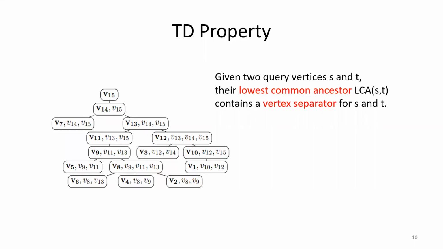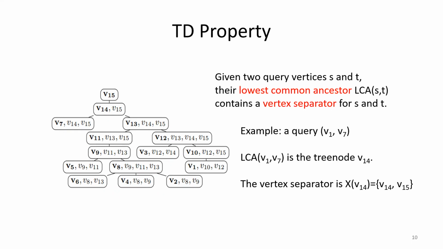The tree decomposition can be used for querying because of this property. Given two query vertices S and T, their lowest common ancestor, LCA of S and T, contains a vertex separator for S and T. Here, a vertex separator is a set of vertices from which any path from S to T should pass at least one vertex. See the query V1, V7. The LCA is V14. The vertex separator is XV14 containing V14 and V15.